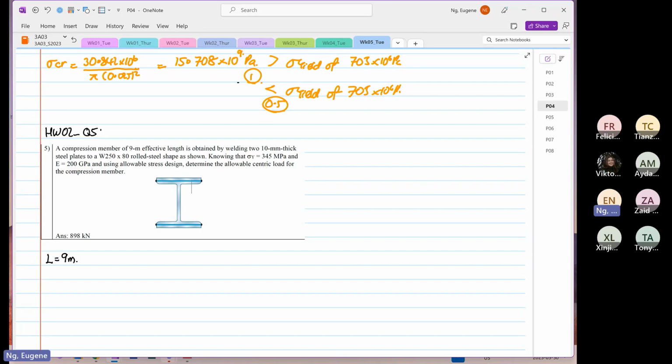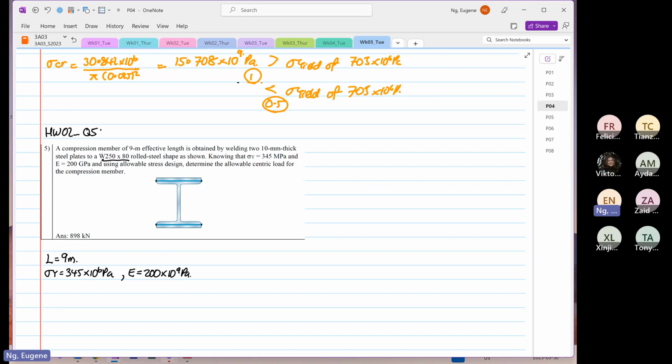Thickness of 10 millimeters. And it's a plate of W250 by 80. Okay. So we are given that the yield stress is equal to 345 times 10 to the power 6 Pascal. And we are also given that Young's modulus is equal to 200 times 10 to the power 9 Pascal.